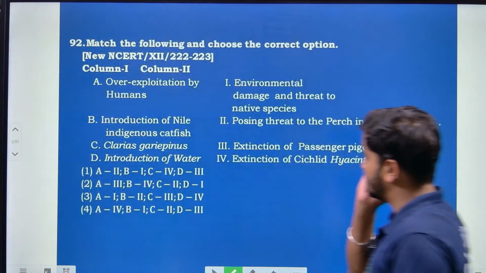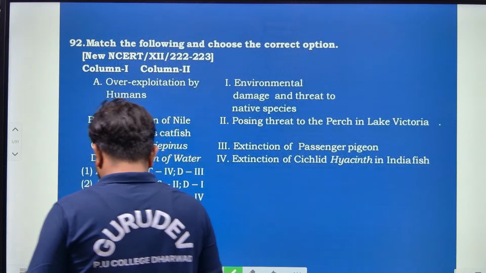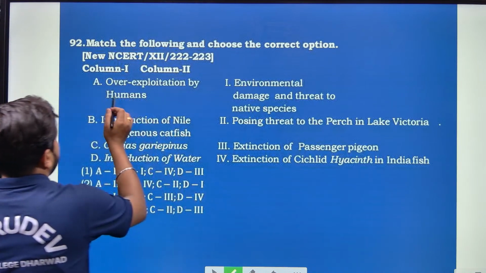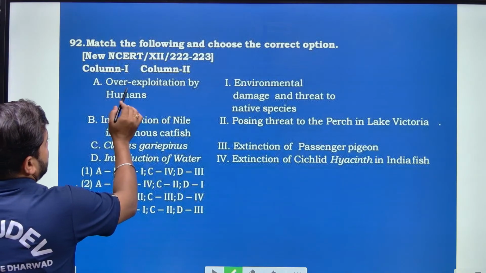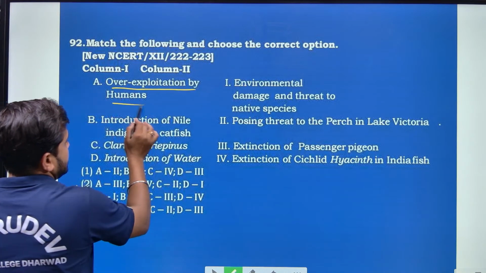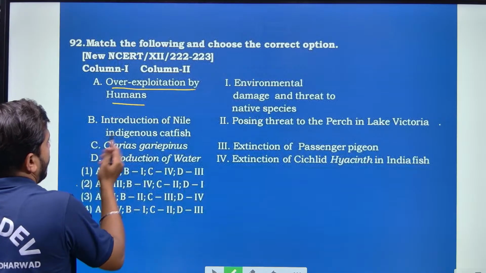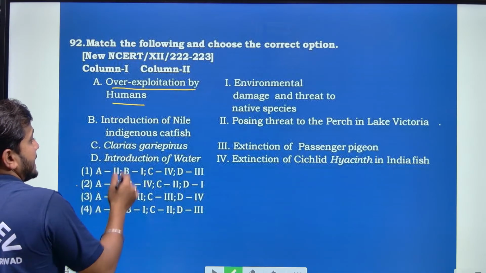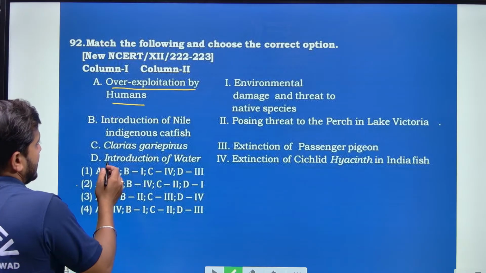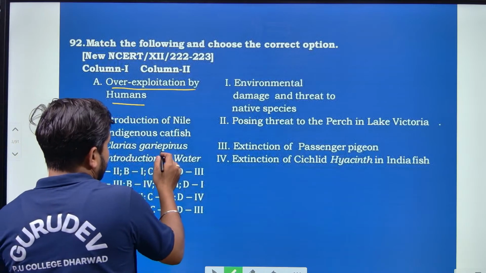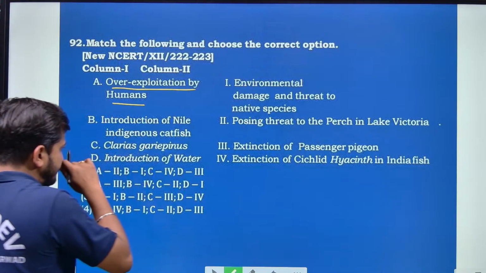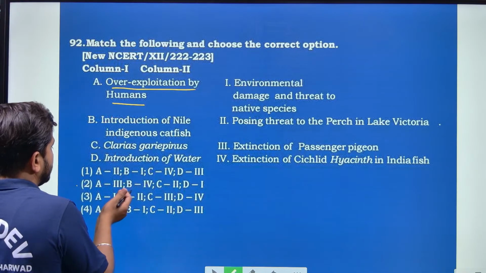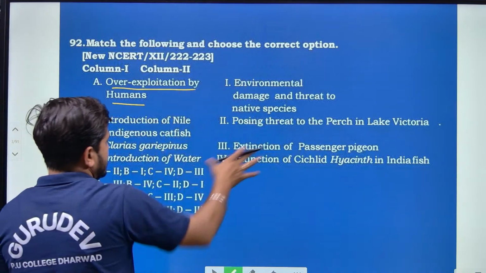So next question is a multiple choice question. What they are saying here is over exploitation by humans, or introduction of Nile perch, indigenous catfish, Clarias gariepinus, and introduction of water hyacinth. Based on that we have to match these.